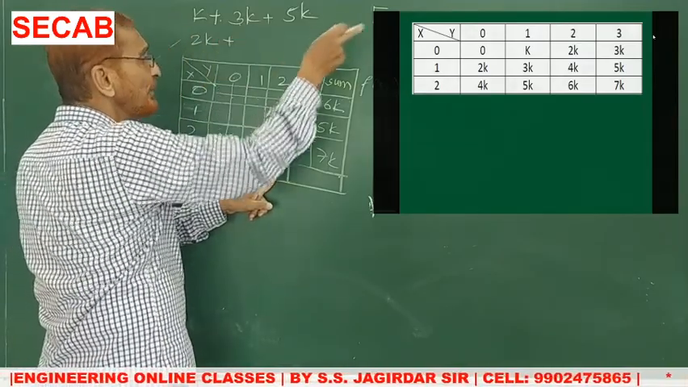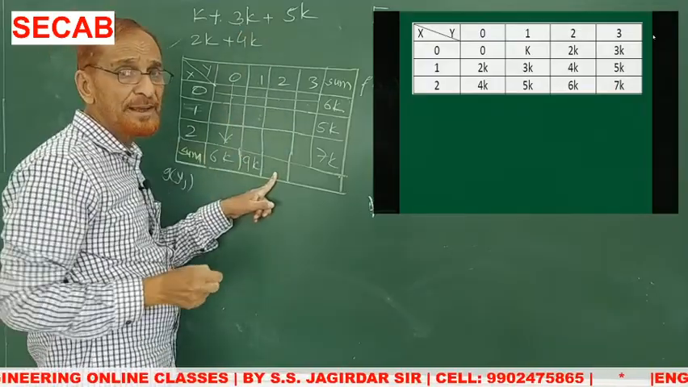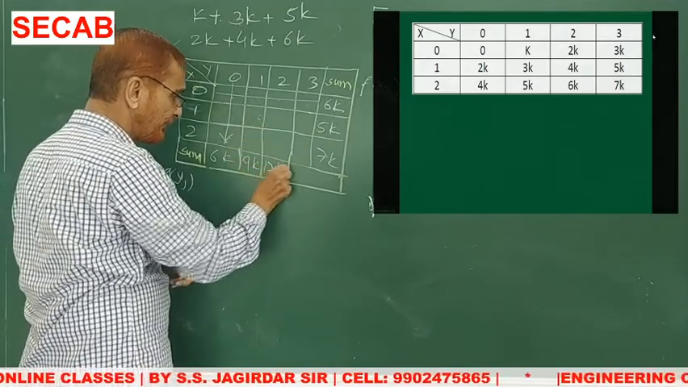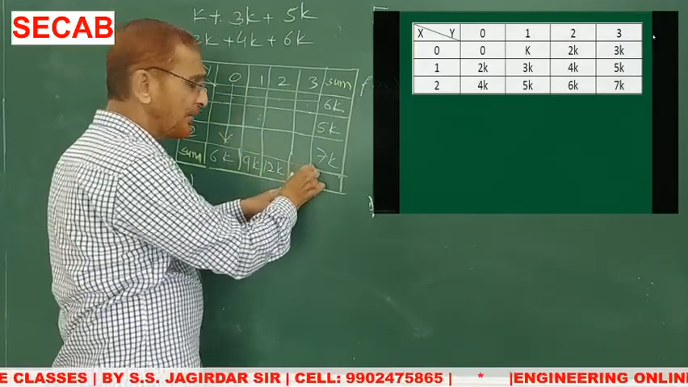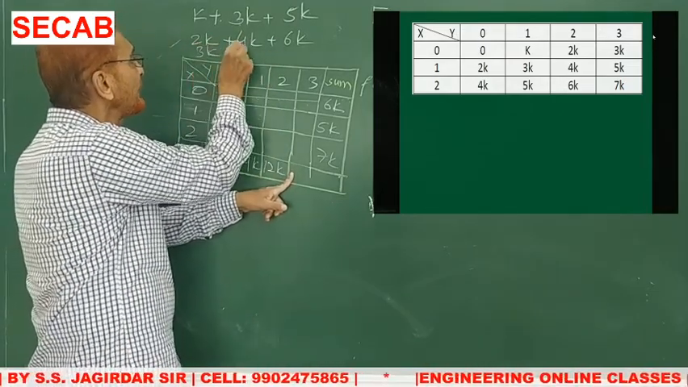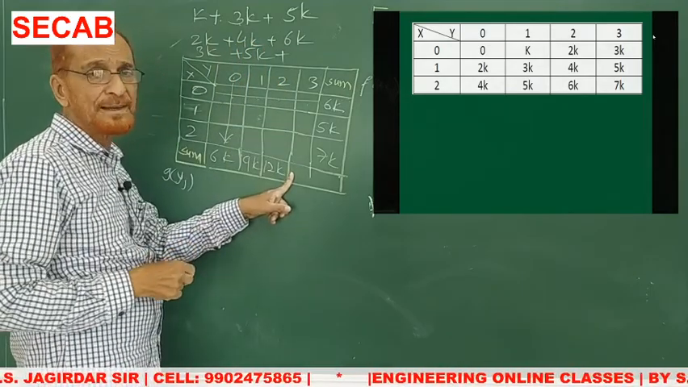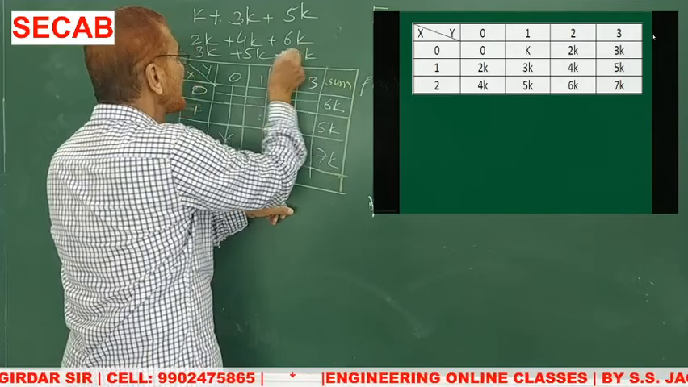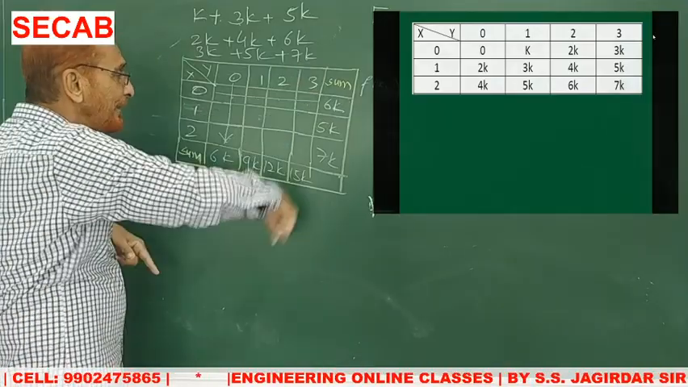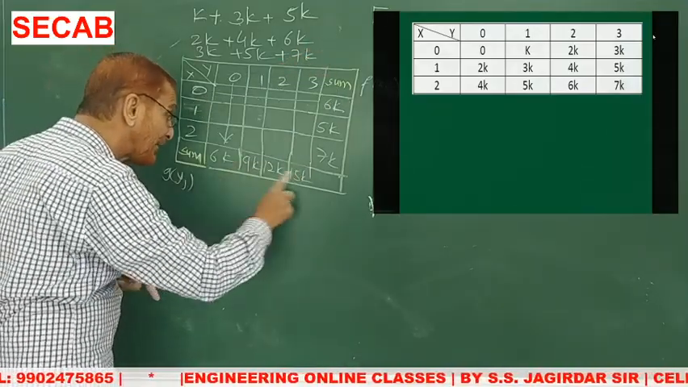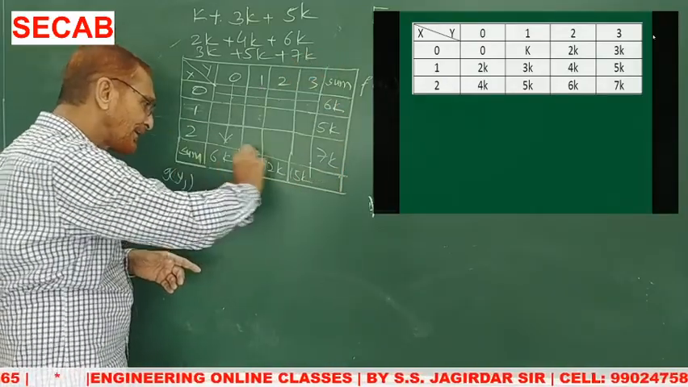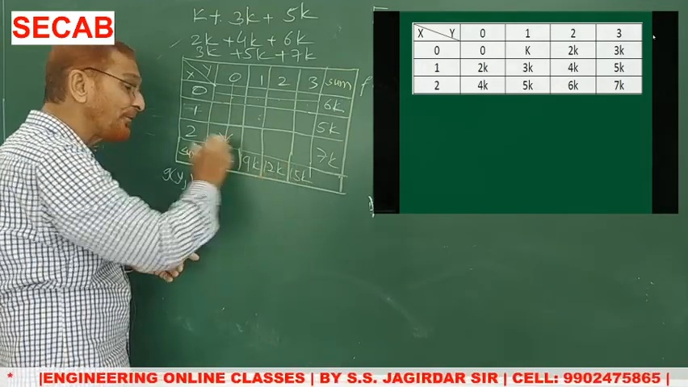Look in the chart: 2k, 4k, and 6k. So it is 10, 12. It is 12k. And against 3, it is 3k, 5k, and one more value, 7k. So when you add up, 7 plus 5, 12, 12 plus 3, 15k. This way you will get the marginal column, and the marginal row is complete. These will be your marginal probability distribution for X. This row will give you the marginal probability distribution of Y.